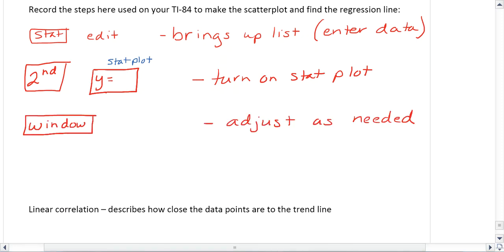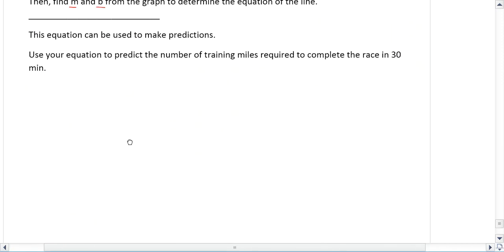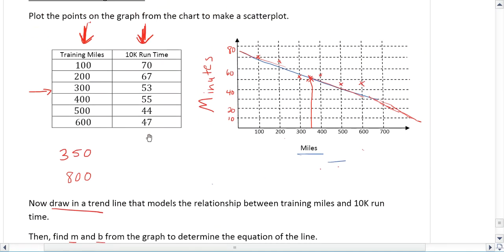So after the stat plot is turned on, you do need to adjust your window settings so that you can see the scatter plot, and I will help you with that as the year goes on so you can learn how to do that better. So in our particular example, our x's go from 100 up to 600. So we're going to have to set our x max. Right now it should just be at 10 if it's at the default settings, and we just want to go a little more. You don't want to enter 600 or it'll cut it off.